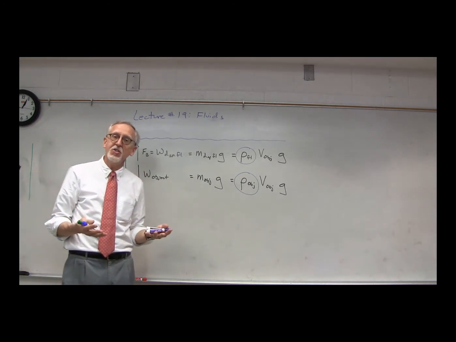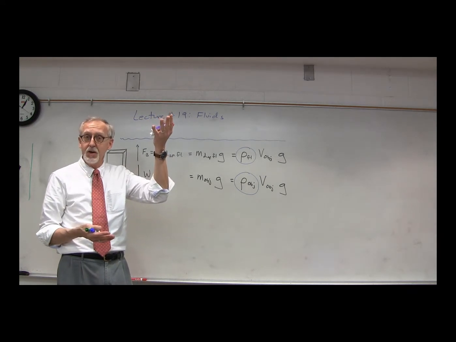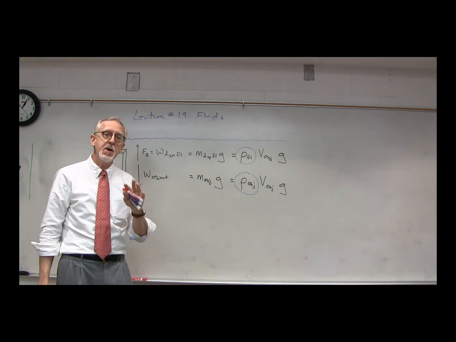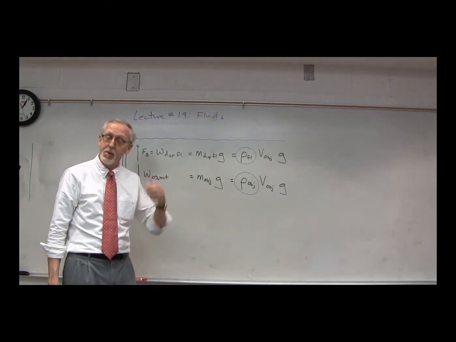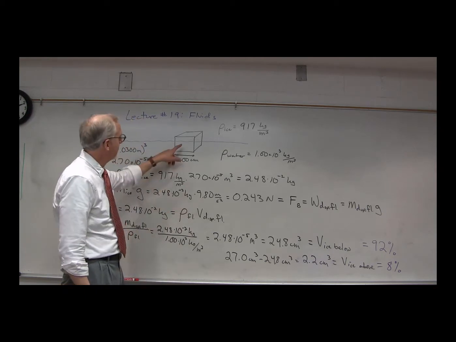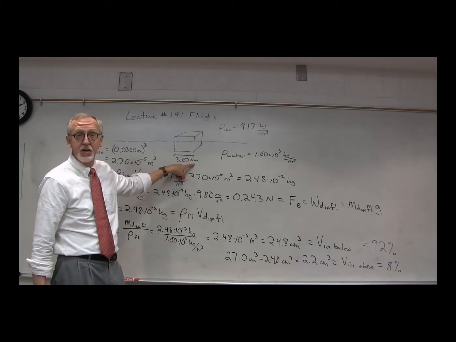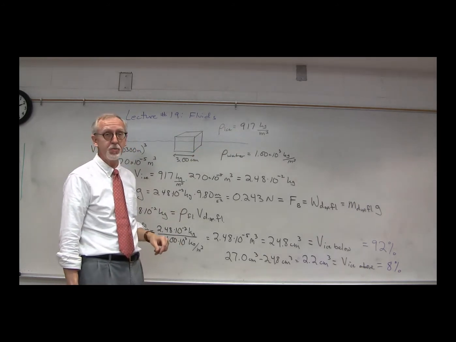Have you ever seen an ice cube in water? Where does it go? Well, it floats up to the top. Let's take a look at just how much of that ice cube is below the surface and how much is above the surface of the water. Let's imagine that we have an ice cube 3 centimeters on a side. Now, ice has a density of 917 kilograms per cubic meter.